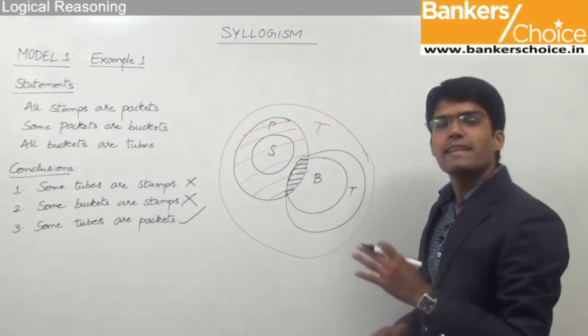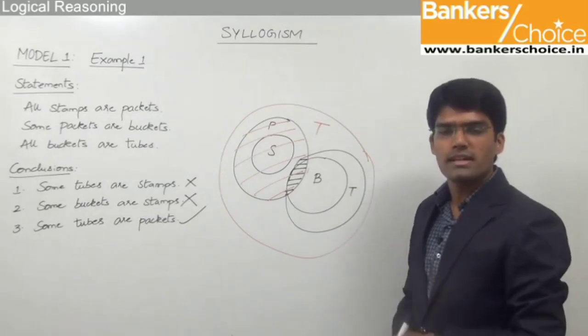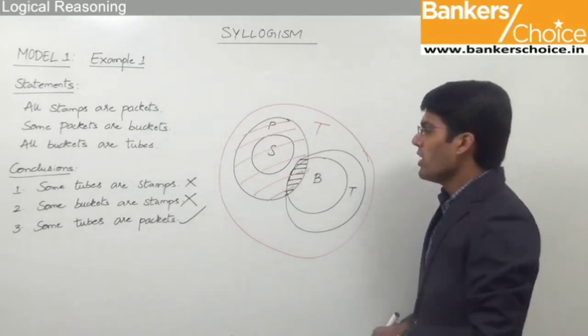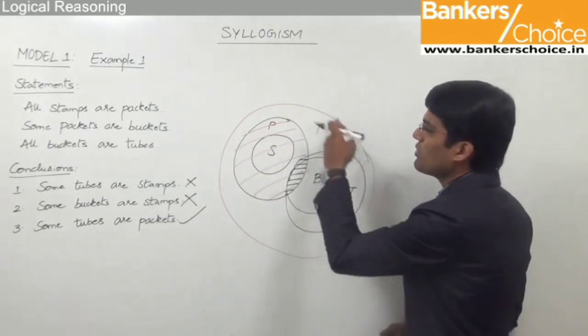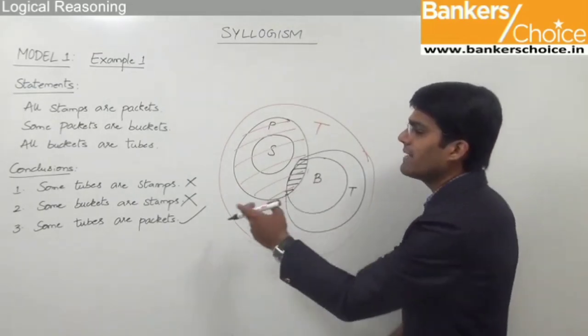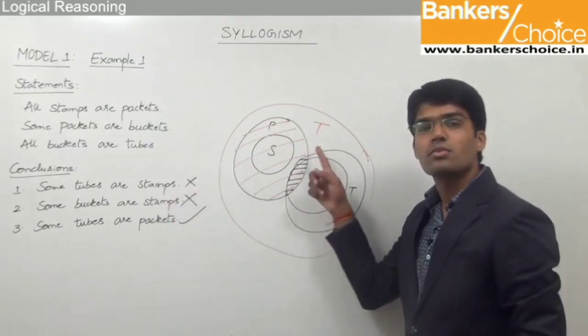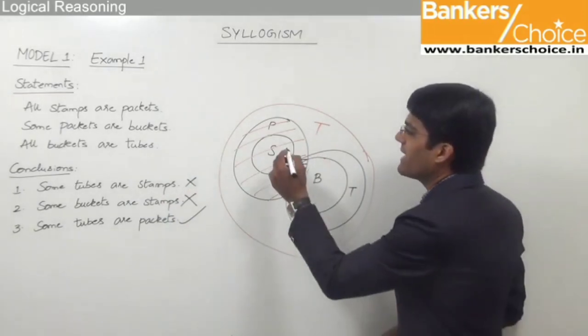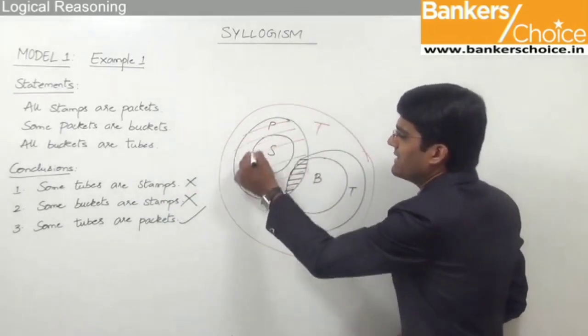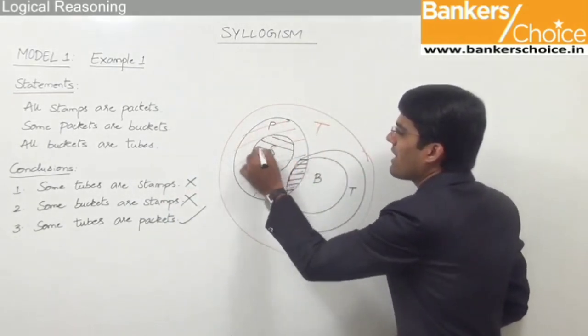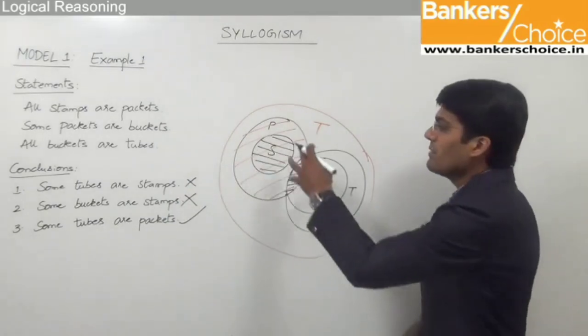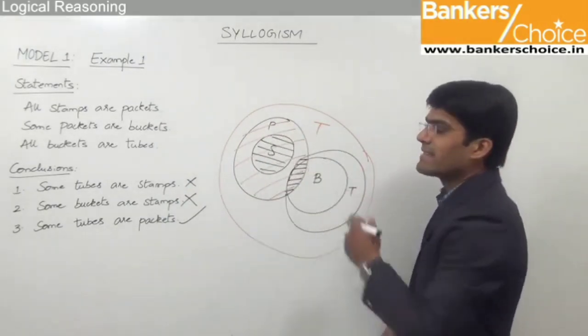Before we take the next example, I would like to draw your attention to one important point here. If you try to look at the tubes which are shown by the red circle, we find that conclusion number 1, that is some tubes are stamps, is true in this case. Why? Because here we find that these are the tubes and these are the stamps. So these tubes are stamps. So some tubes are stamps is true in the second diagram.